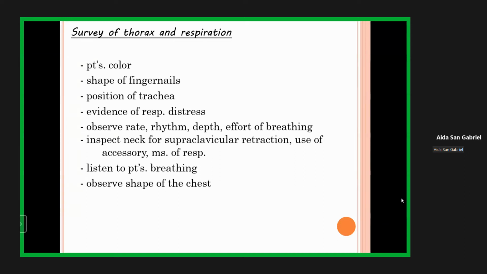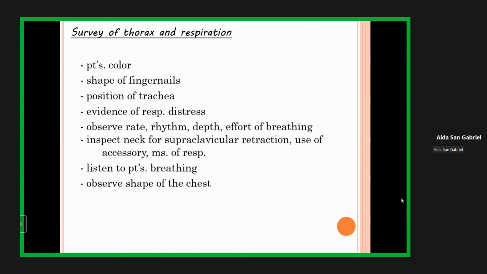Listen to the patient's breathing. Normally, you cannot hear, no? Very slight noise when the patient breathes. But that is for normal individuals. You may not be able to hear the breath sounds. But in patients with abnormality, any pathology in the lungs may cause increase or decrease in the breath sounds.